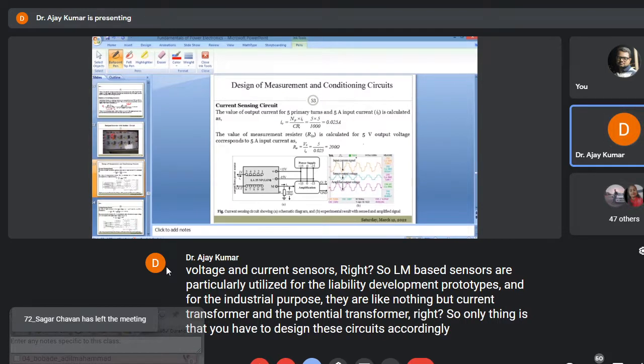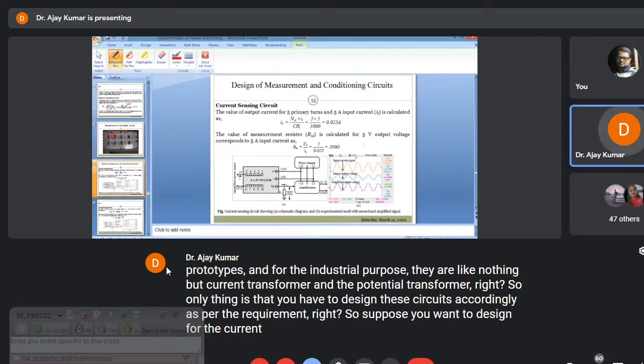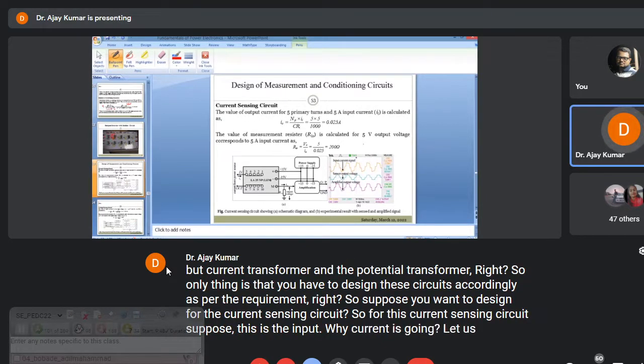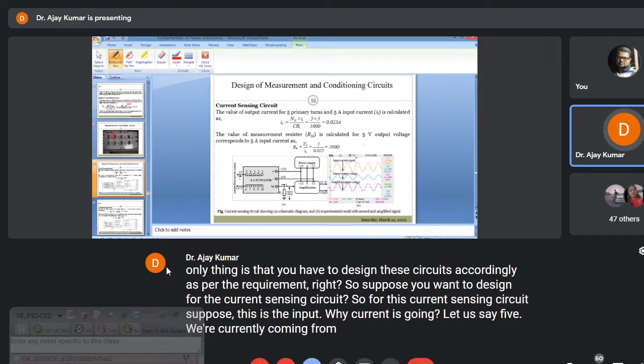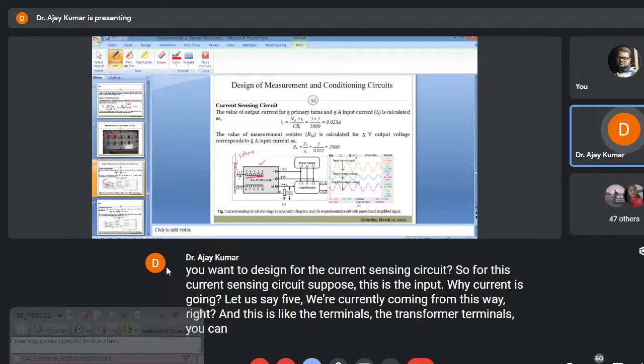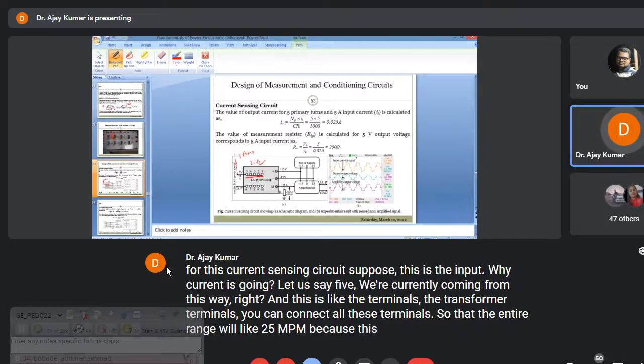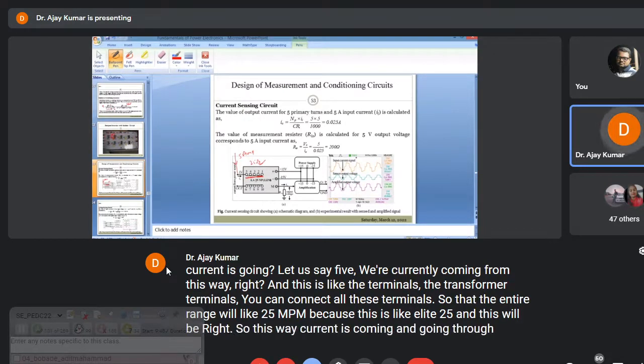Suppose you want to design the current sensing circuit. For this current sensing circuit, suppose this is the input wire, right? Current is flowing, let us say 5 ampere current is coming this way, and these are the transformer terminals. You can connect all these terminals so that the entire range will be 25 ampere, because this is LA25, and this will be the output, right? So this way current comes in and goes through this transformer.